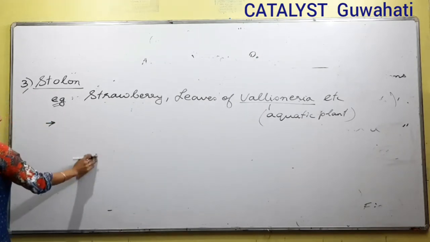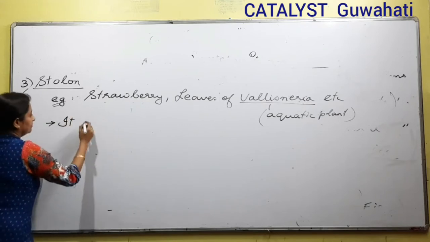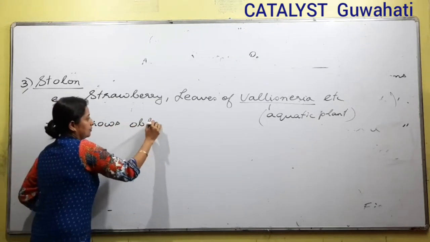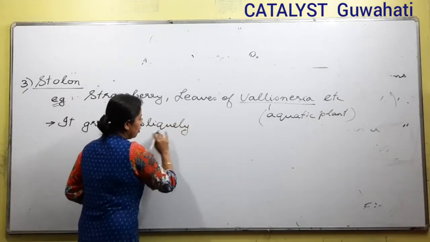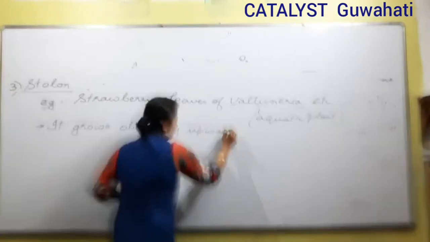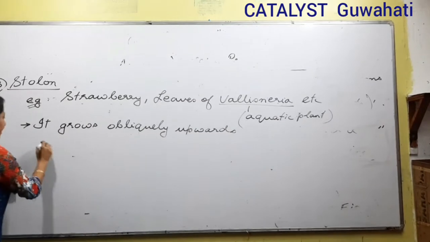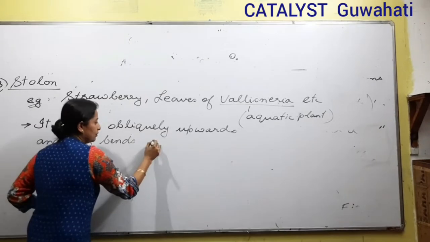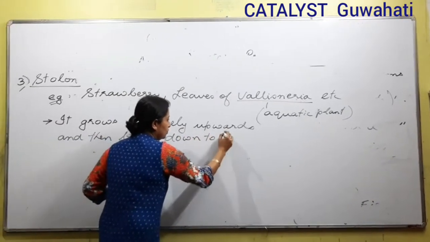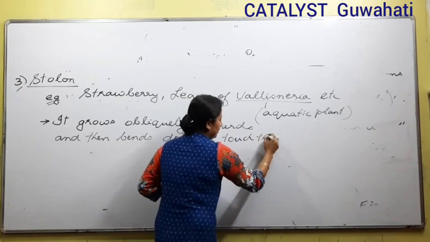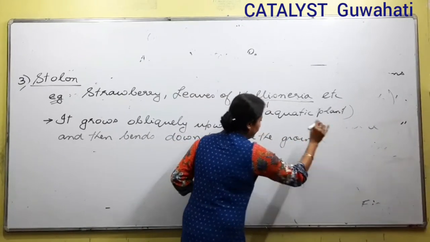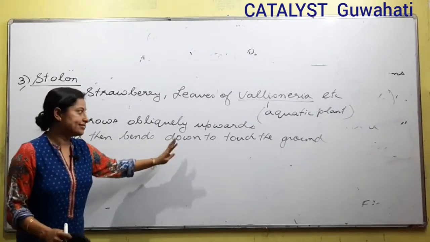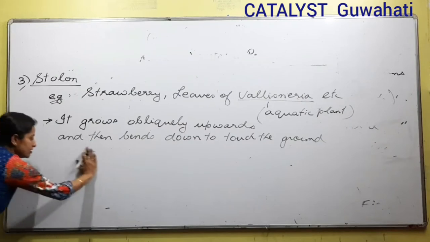The characteristic of this stem is it grows obliquely upwards and then bends down to touch the ground. With a diagram it will be clearer. So it grows obliquely upwards and then it bends down to touch the ground. So how does a stolon look?